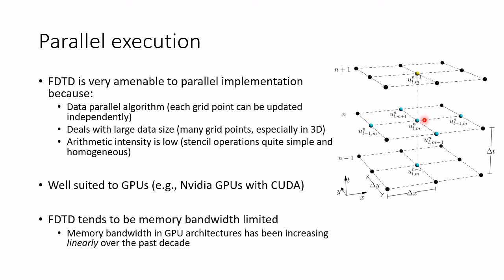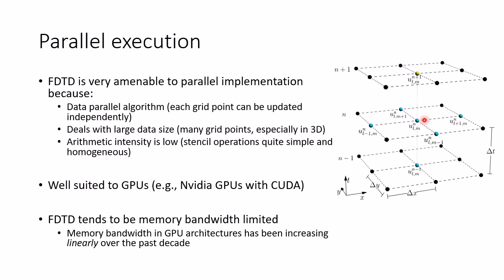Because the arithmetic intensity is low, they tend to be memory bandwidth limited rather than floating point operation performance limited. So they're limited by the bandwidth of memory. That's how quickly you can move memory from global memory to the execution units or the cores on the GPU.